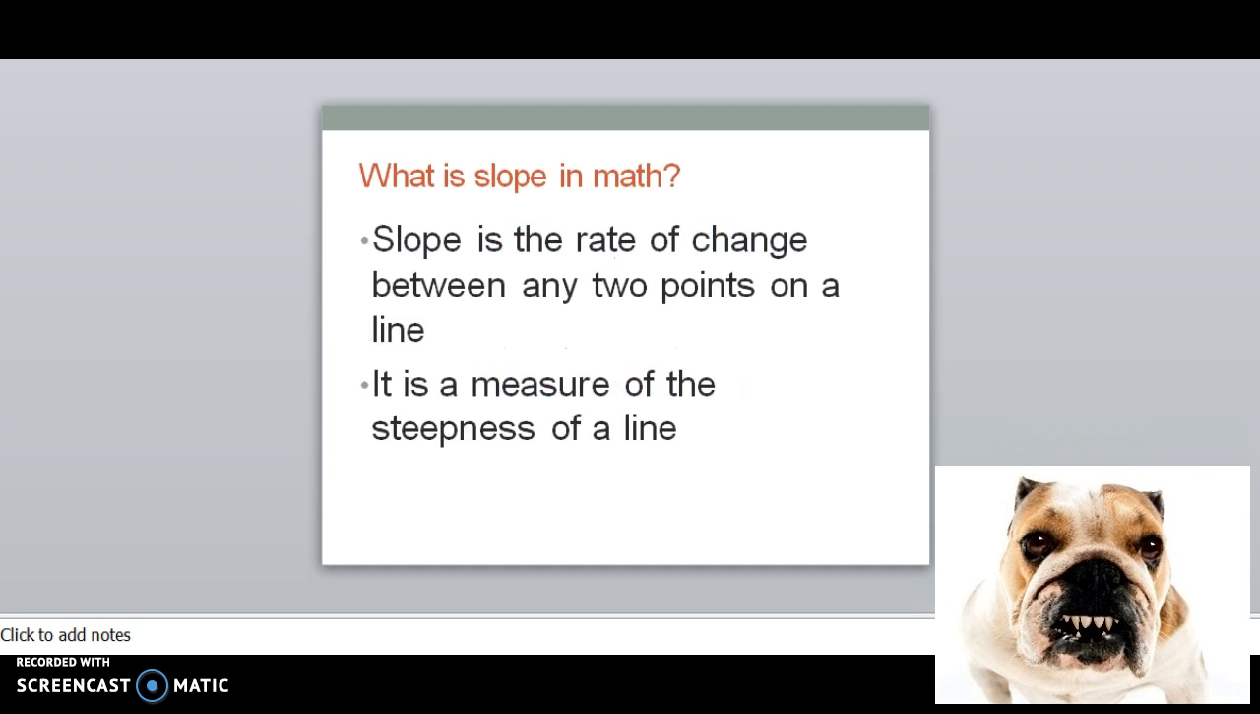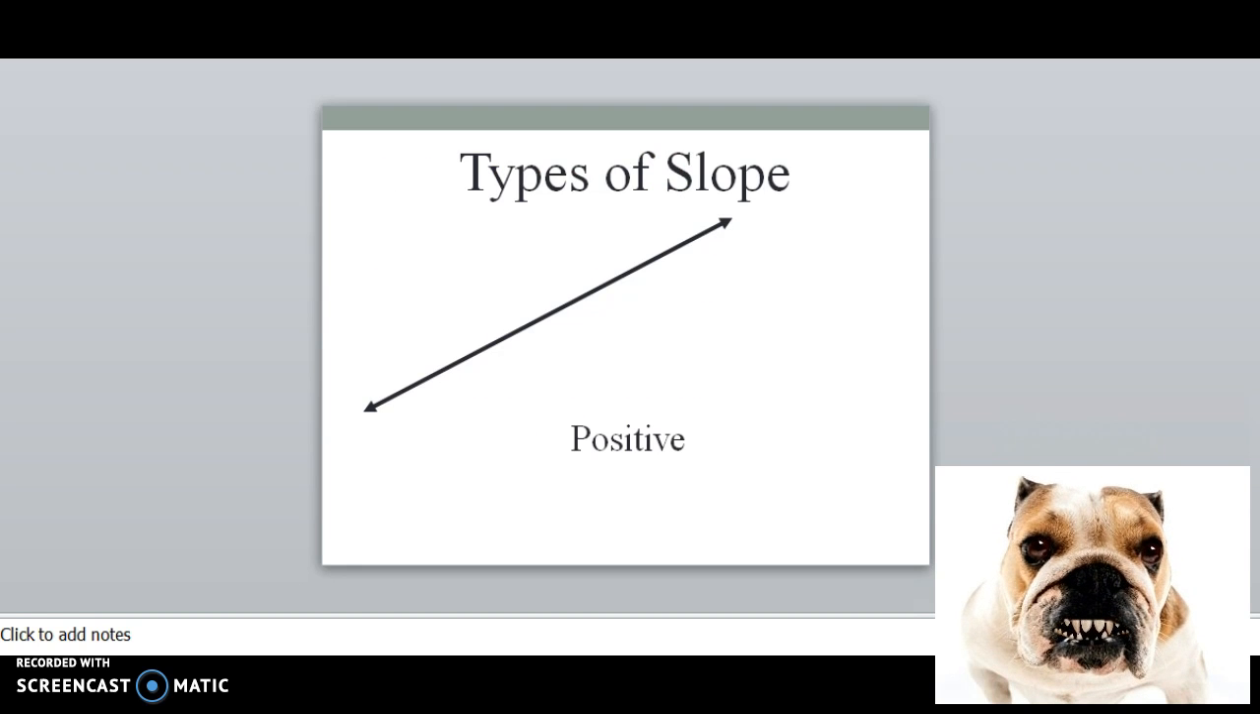So let's talk about slope in math. Slope determines the rate of change between any 2 points. And again, it is a measure of how steep a line might be. We have a couple different types of slope. The first type of slope is a positive slope. If I were to look at this line and read it from left to right, you'll notice the line goes up. That determines what we call a positive slope.